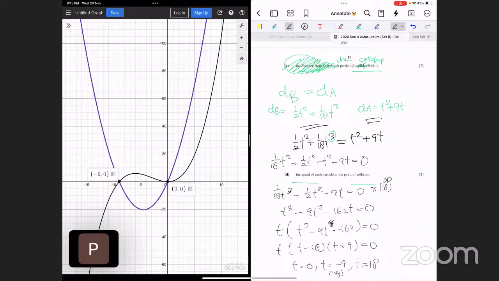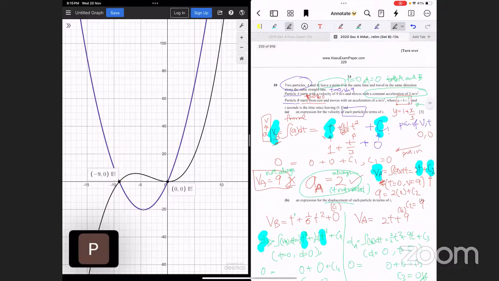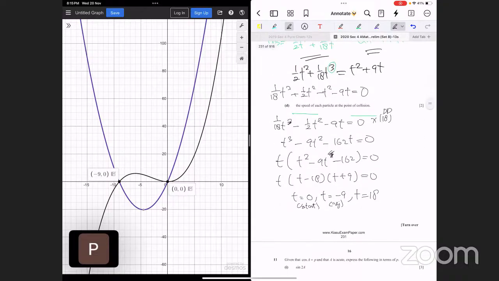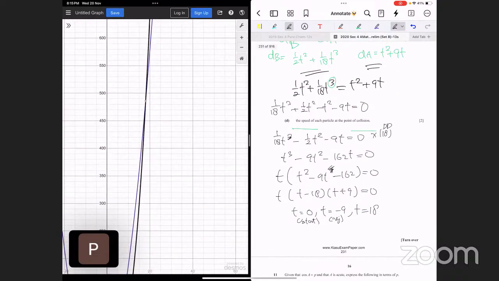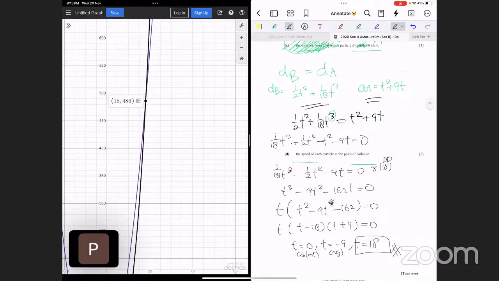At the start, they are together. So yeah, 0 makes a lot of sense. That's the start one. At the start, they start together. That's what the question says. So it's no wonder you found 0. Two particles leave point 0 at the same time. And hopefully, to nobody's surprise anymore, 18 is whenever they caught up. And this would be the answer. That is for the 3 marks.